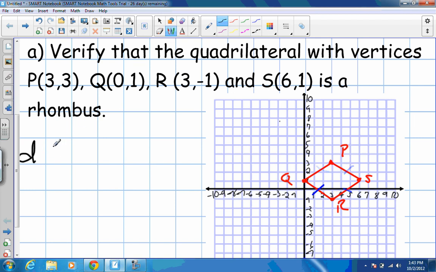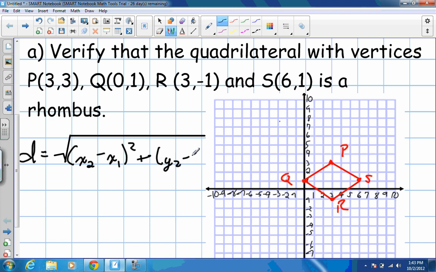So our distance formula, if you recall: x2 subtract x1 squared plus y2 minus y1 squared, all under a square root. So here's our distance formula. We're going to quickly set up each side. We'll name them one at a time. So PQ will be the first distance we're going to solve. We'll call this our x1, y1, x2, y2. I'm going to plug it in. I won't rewrite the distance formula because we now know it.